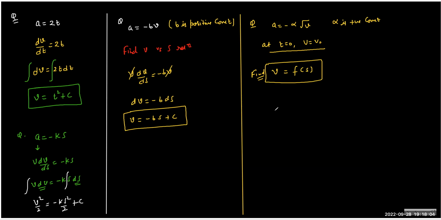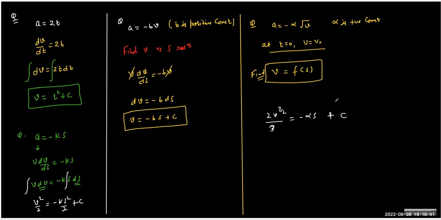Okay. So tell me the answer. 2v to the power 3 by 2 by 3 is equal to minus alpha into s. Minus alpha into s, like this. And then you have to add plus c also. You haven't used the initial condition, right?